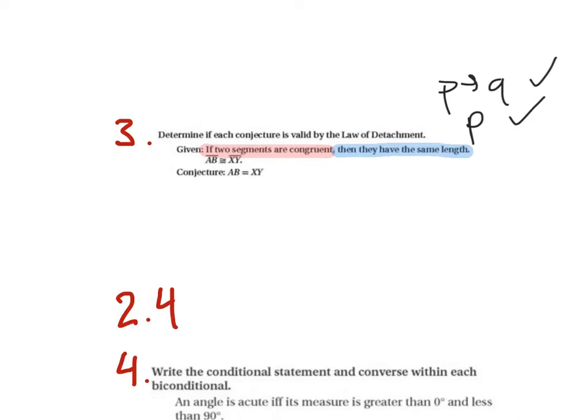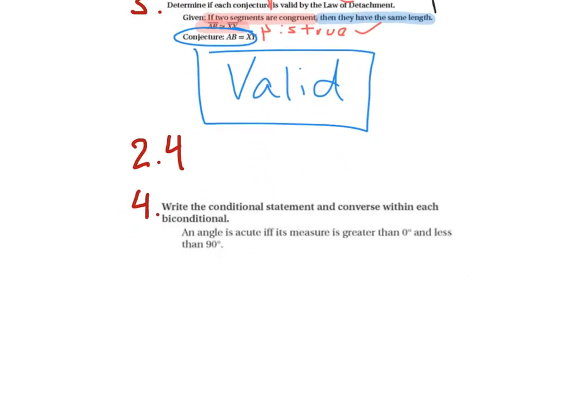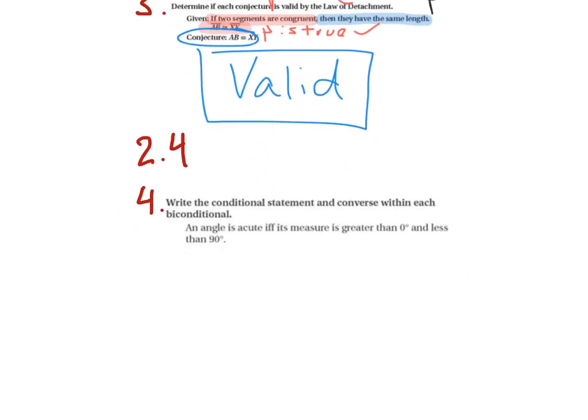So we have segment AB is congruent to XY, so these segments are congruent. This states that P is true. So that's true, and we have P then Q. So therefore, we can conclude that Q is true. So they have the same length, so this would be a valid statement. So now let's look at number 4.